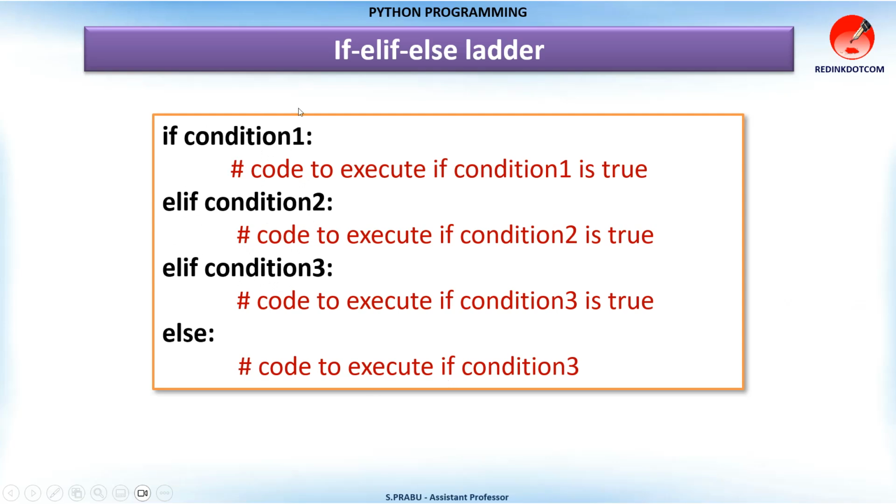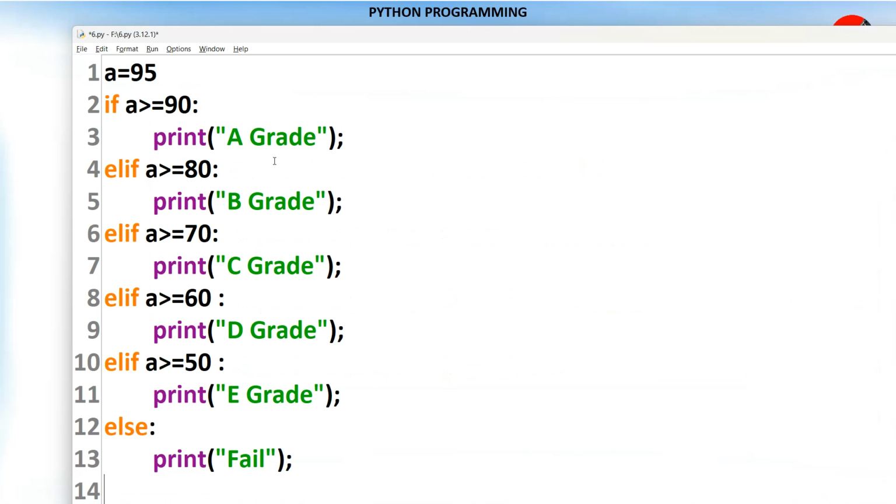So note down the syntax for the if, elif, else ladder statement. Let's see one example program. In this program, I am going to find the student grade from the student mark. I assume the student mark is 95, and I want to check whether the mark is greater than 90, or between 80 and 90, or 70 to 80, 60 to 70, 50 to 60. Depending upon the range, I give the grade like this: A grade, B grade, C grade, D grade and E grade. And finally, if the mark is less than 40, print a message like fail.